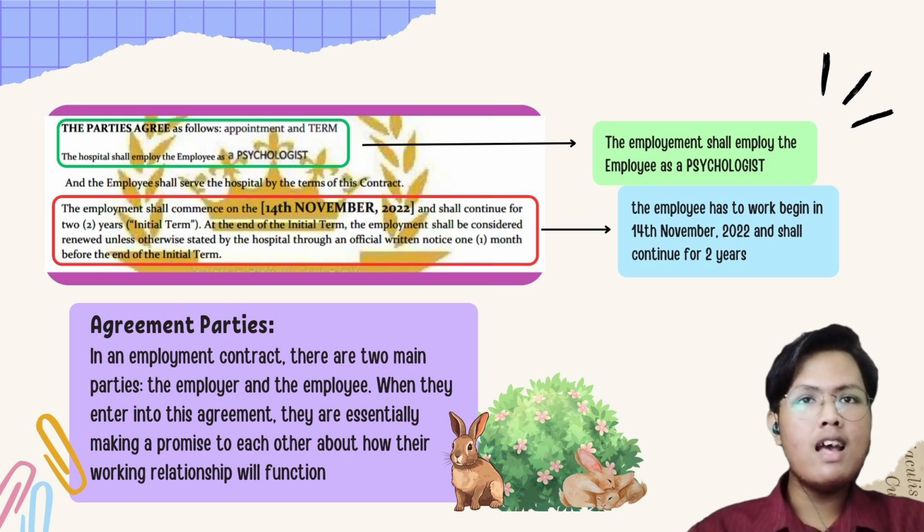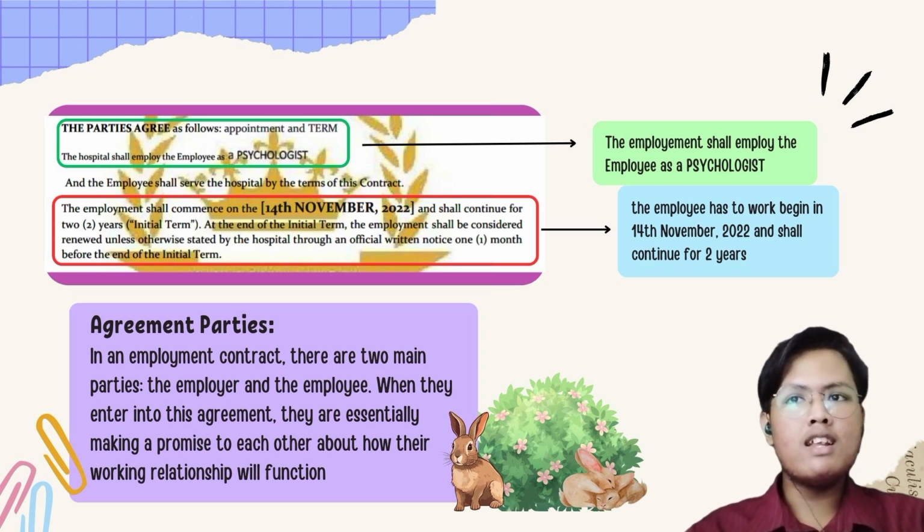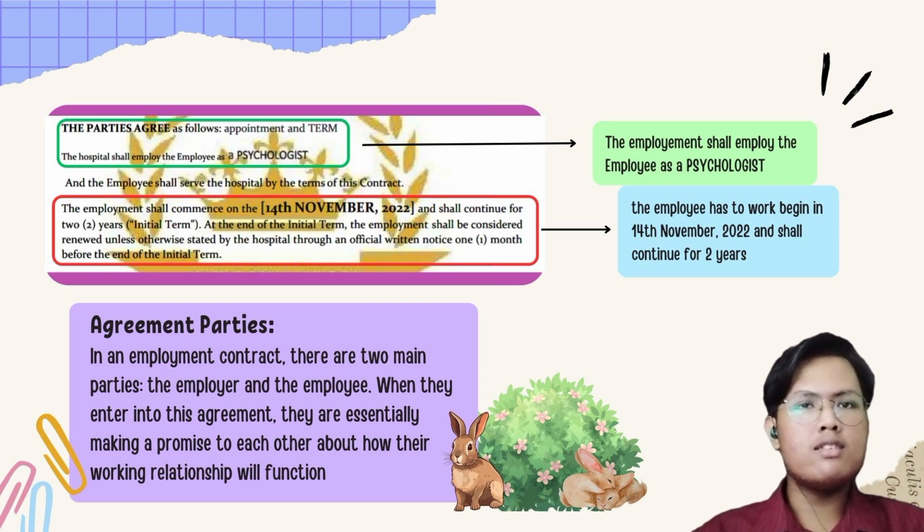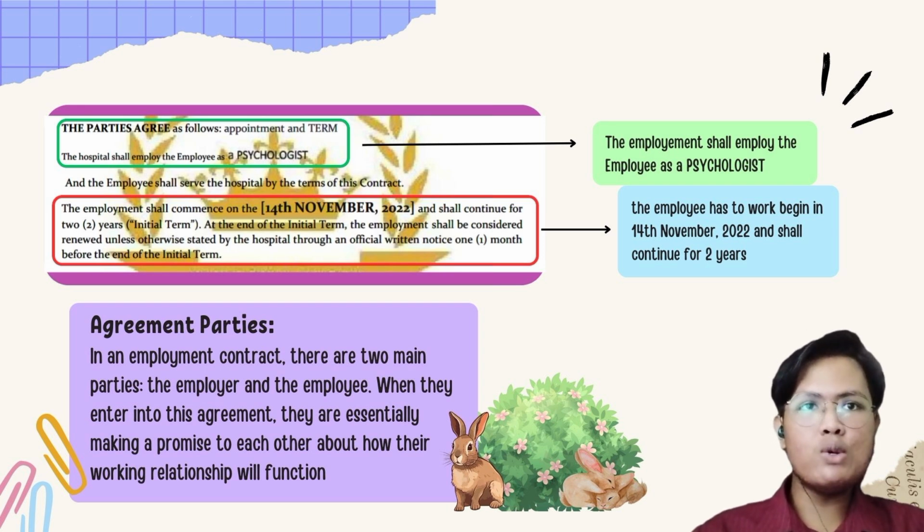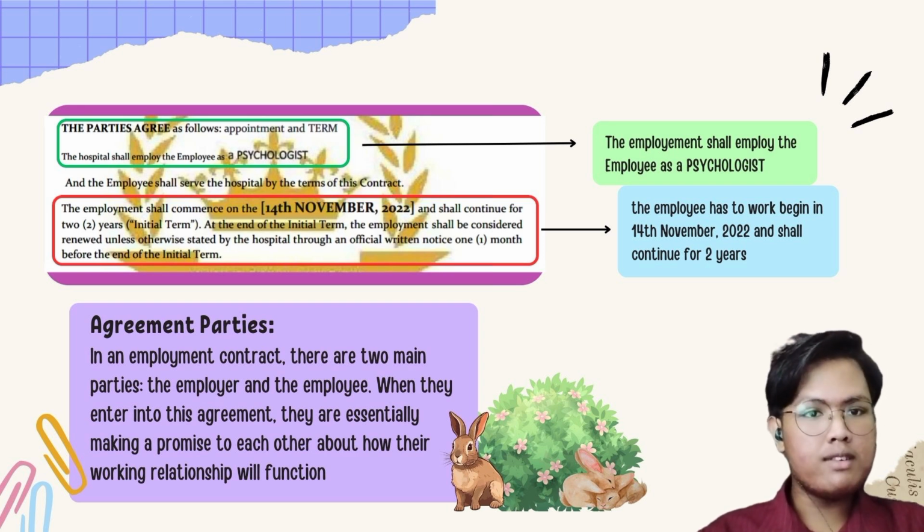Besides that, this employment contract also has agreement parties. In an employment contract, there are two main parties, the employer and the employee. When they enter into this agreement, they are essentially making a promise to each other about how their working relationship will function. This agreement can be made either verbally or in writing and establishes mutual obligations and rights. If either side wants to change any aspect of the contract later on, they typically need to discuss it and come to a new agreement.